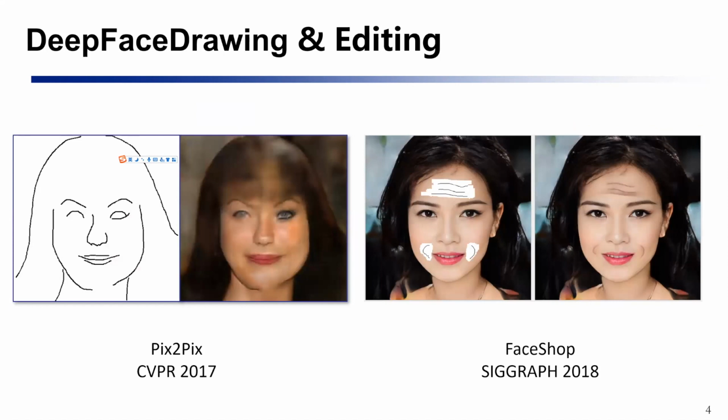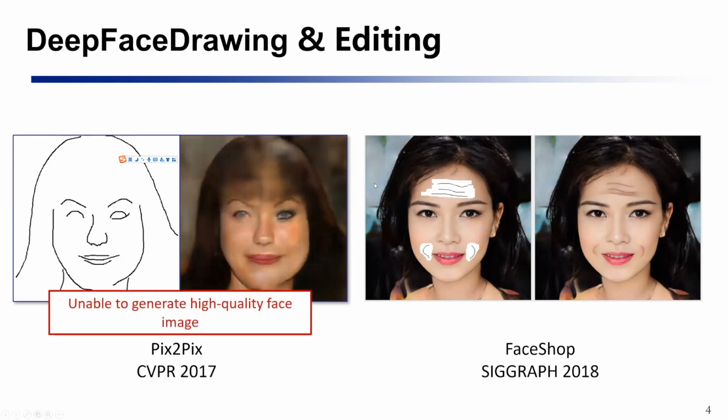Existing methods have tried to solve the above problem. Pix2Pix could synthesize realistic images from sketches or semantic masks, but it is difficult to generate high-quality results. Photoshop could also edit face images with masks, simple sketches, and colored strokes, but it could not edit facial details like wrinkles.